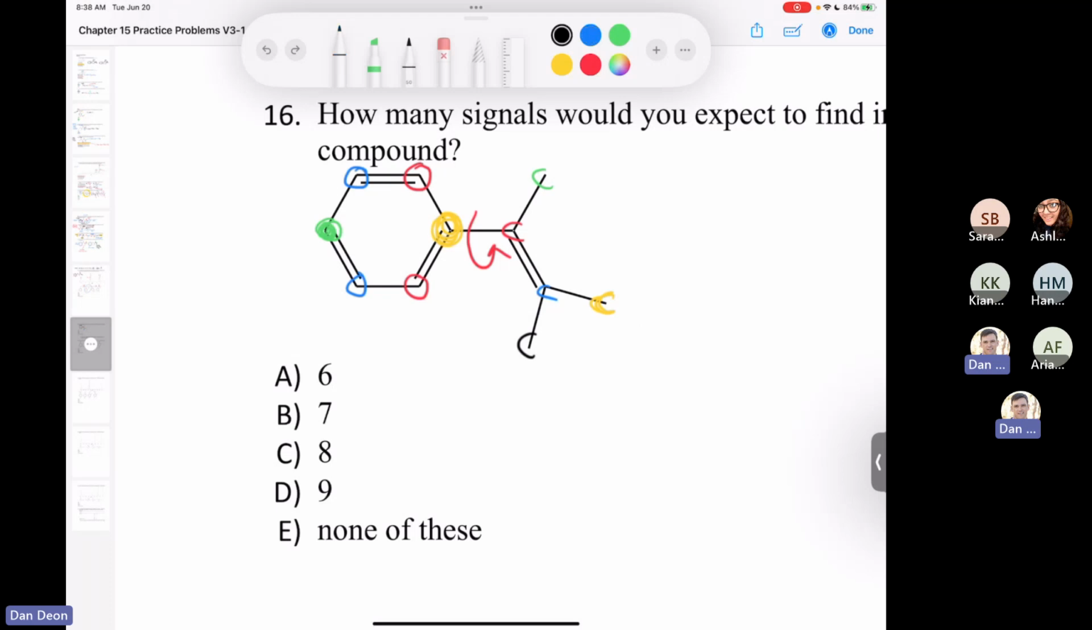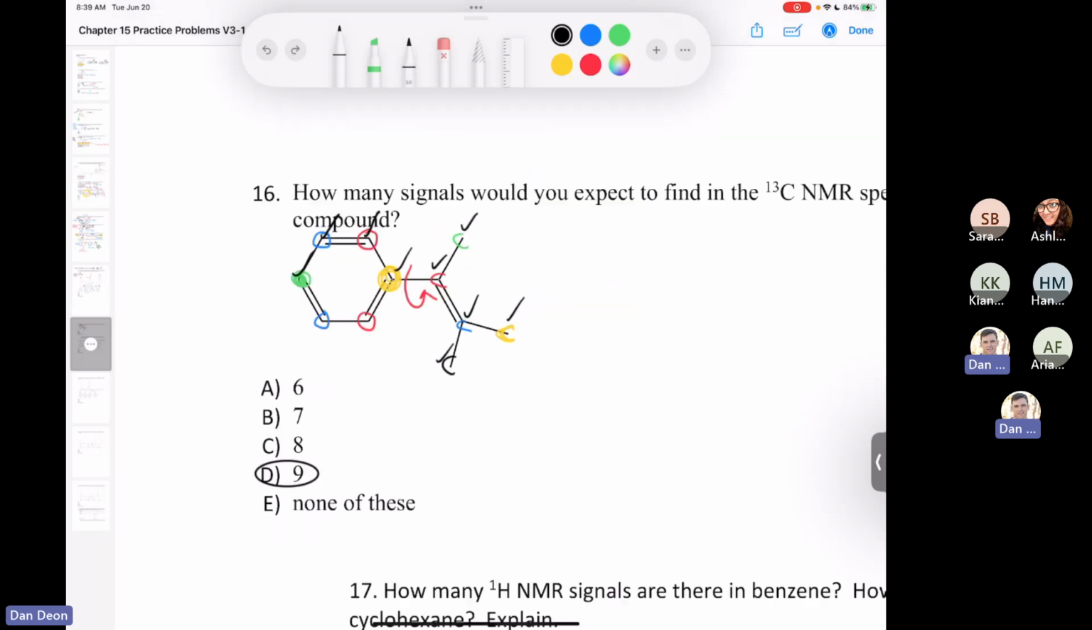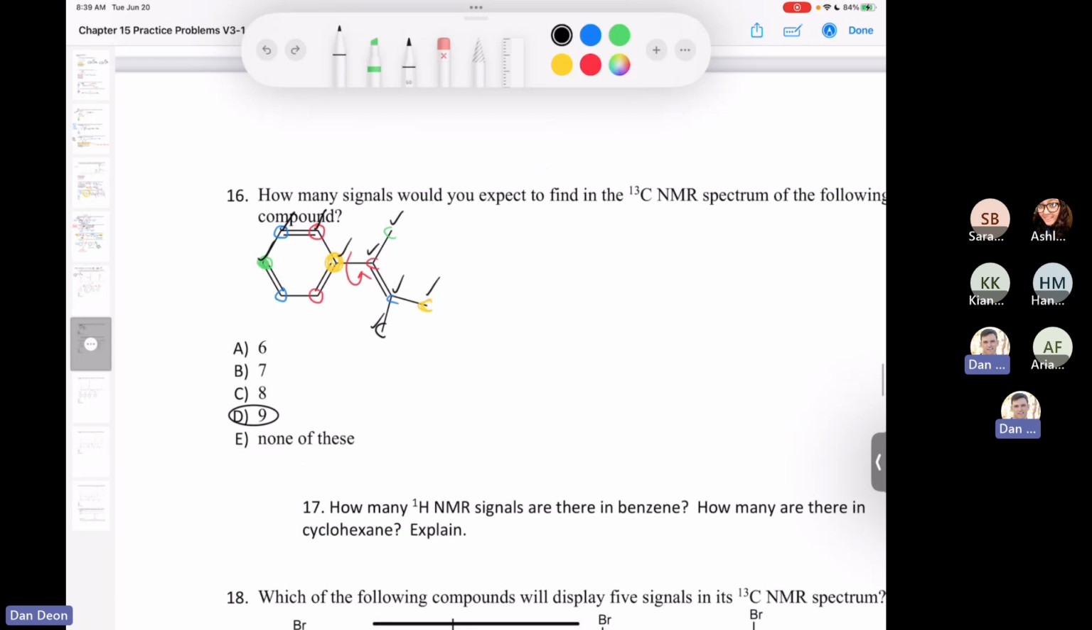And so that gives us a total of 1, 2, 3, 4, 5, 6, 7, 8, 9 signals, right? Because remember, the one in blue and the one in red in the aromatic ring, those are chemically equivalent. Give me a thumbs up if you follow me on that one. Is everybody with me on that idea? And again, stop me if you have a question. I'm more than happy to go over the problem a second time. Okay, so that's how many signals we see there.